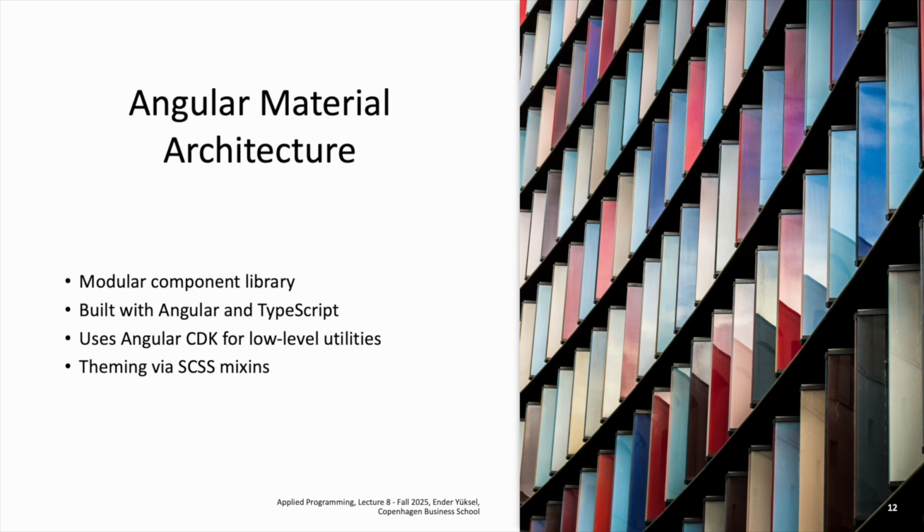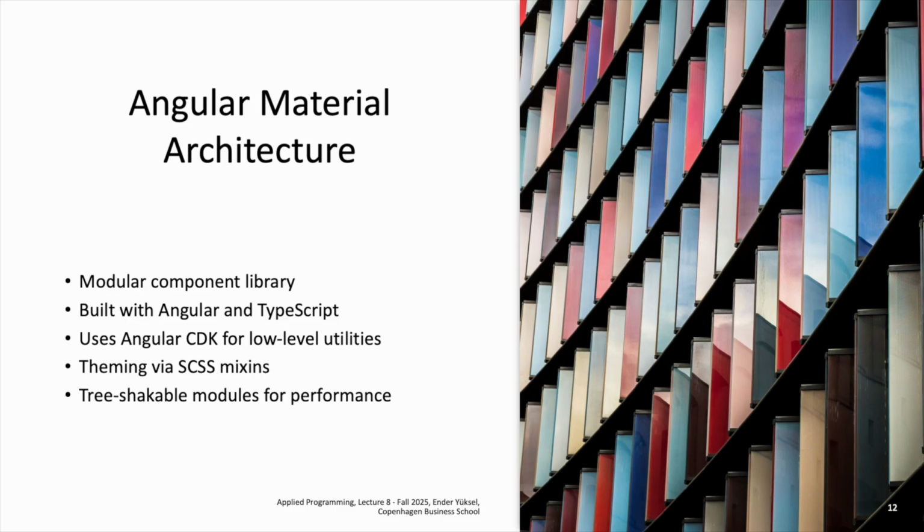Let me explain first what SCSS is. It is a CSS preprocessor that adds features like variables, nesting, and functions. Let me also explain what a mixin is. A mixin in SCSS is a reusable block of styles. Mixins help avoid repetition and enable dynamic styling.